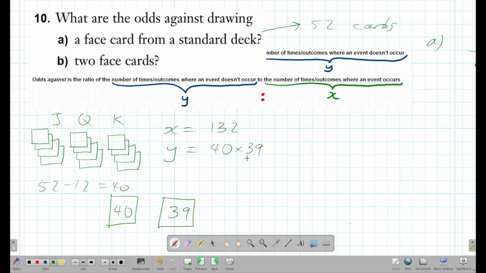I don't know what this is. I have not written this down, but it doesn't matter because we need to simplify this anyway.